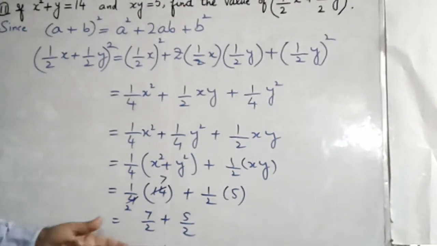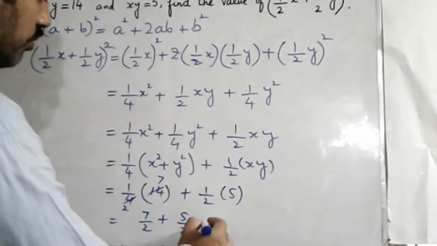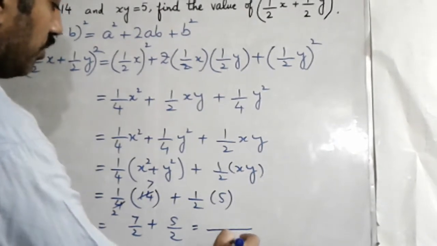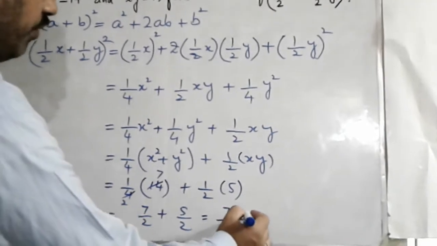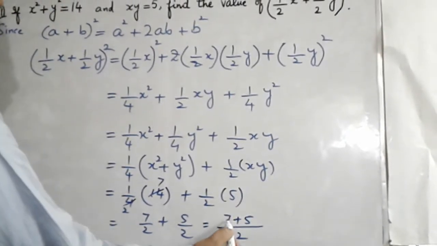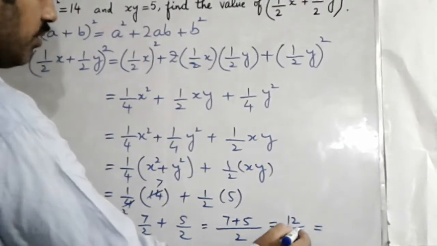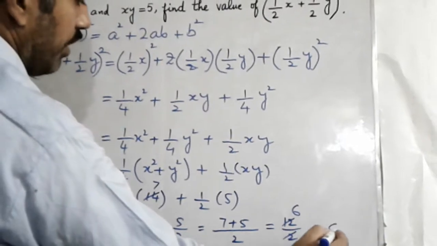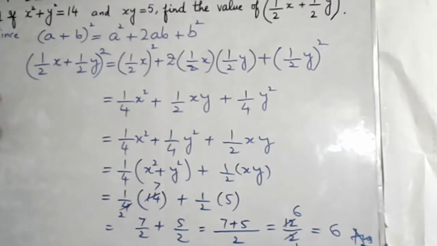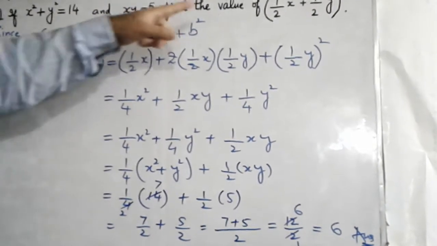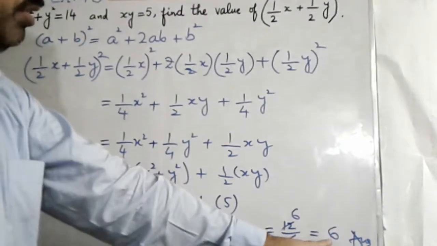Now taking the LCM. Students, you can see the denominators are same, so it's very easy to solve. LCM is 2. So we write 7 plus 5. If we add 7 plus 5, we get 12 over 2. Now cancel these: 2 1s are 2, 2 6s are 12. So the value is 6. So the value of the expression 1 over 2x plus 1 over 2y whole square is 6.